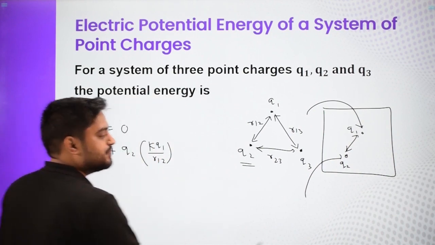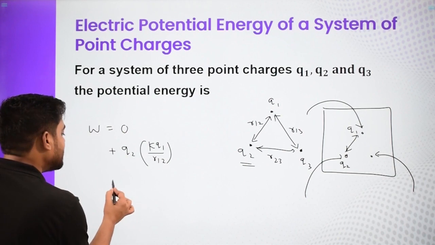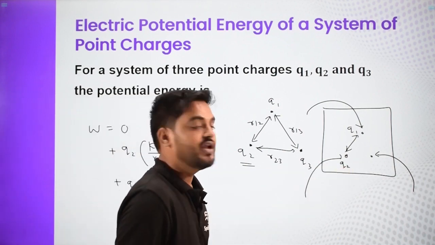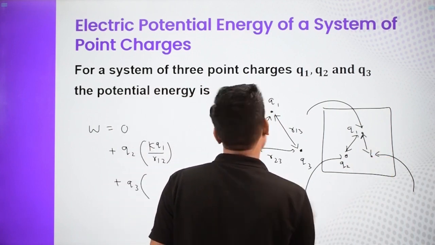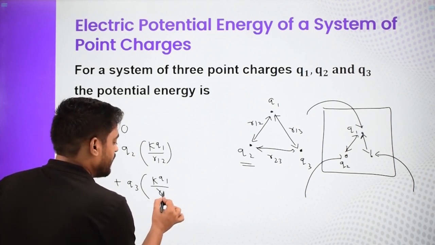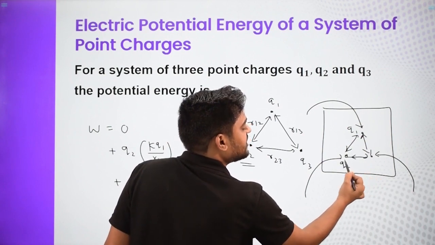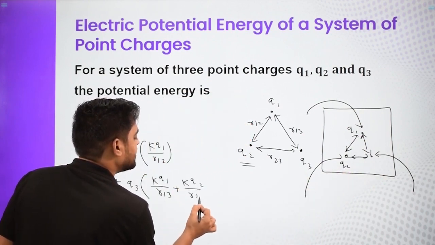Now let us bring Q3 also. When we bring Q3, the work done will be Q3 times V, the potential at this point. The potential at this point is due to Q1, which is k Q1 by R13, and due to Q2, which is k Q2 by R23.